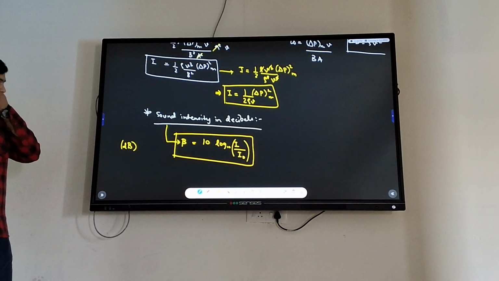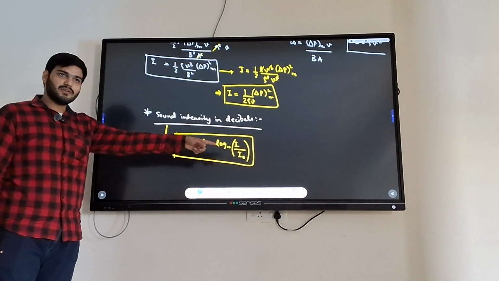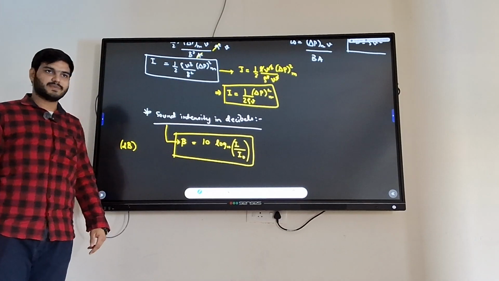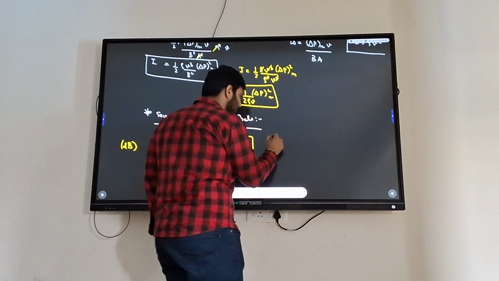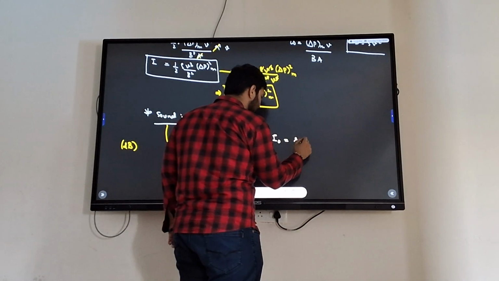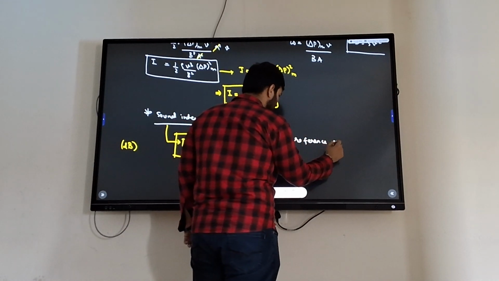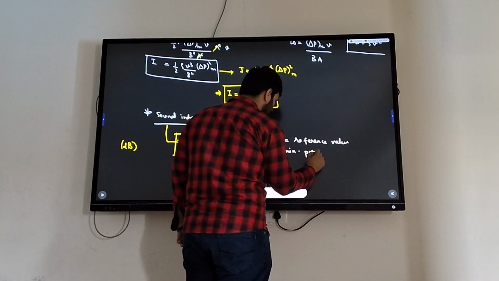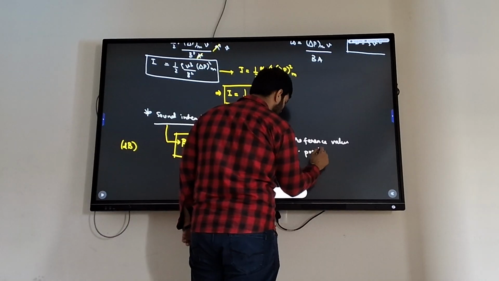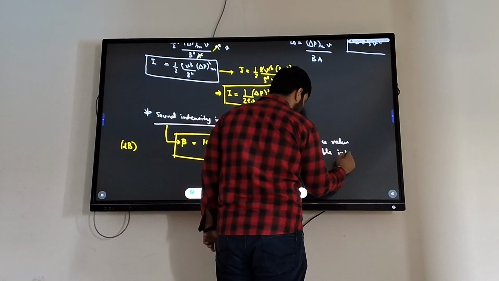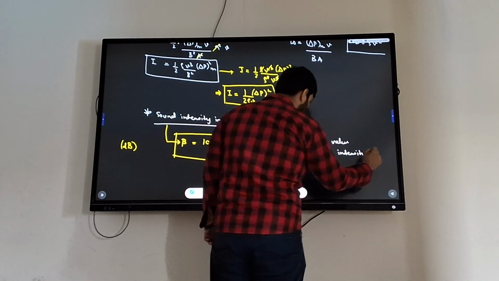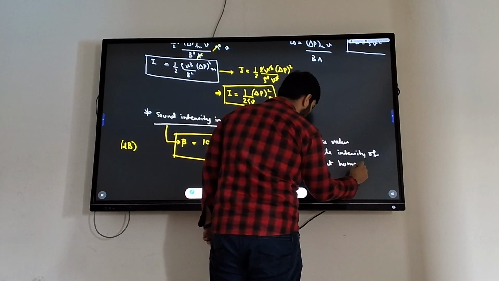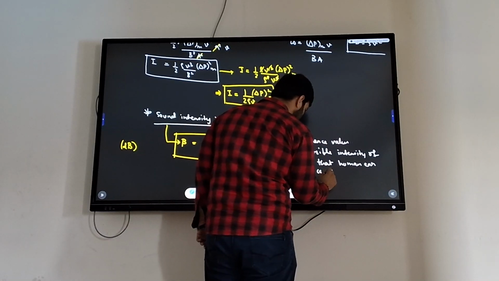This is decibel. So, what is that I0 reference value? That is the minimum possible value that a human ear can detect. Okay? So I0 is equal to a reference value, and this is the minimum possible intensity of sound that the human ear can detect.